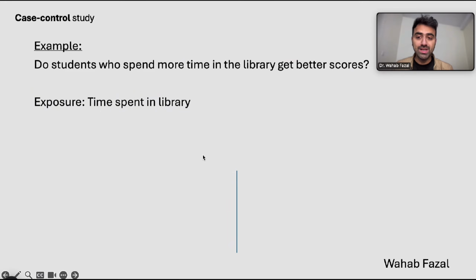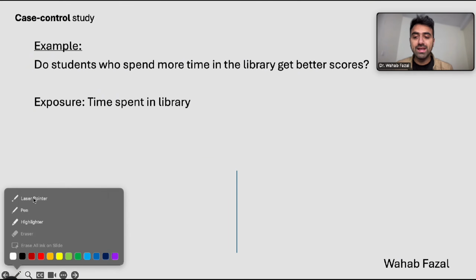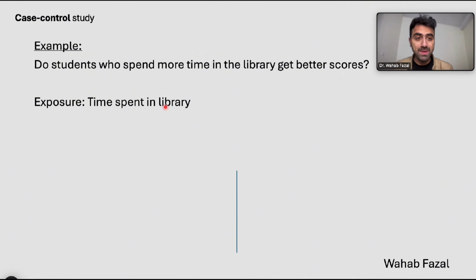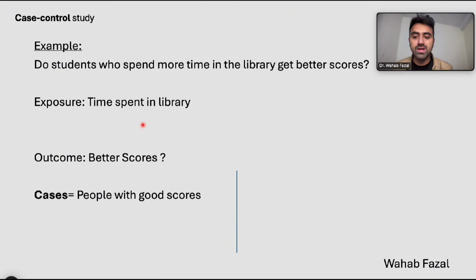So the exposure in this case is time spent in the library. Exposure is the time spent in the library, because if you read this sentence, people who spend more time get better scores. So people are being exposed to this time spent in the library. What is the outcome? Getting better scores, therefore the outcome is better scores. If you had to decide on a case and control, you decide on the basis of the outcome. So people with good scores would be the cases. People with bad scores would be the controls.